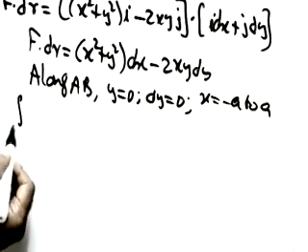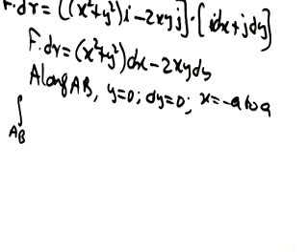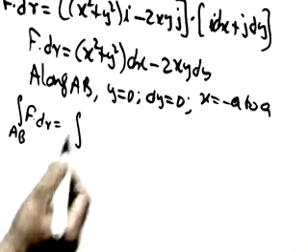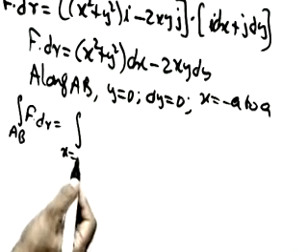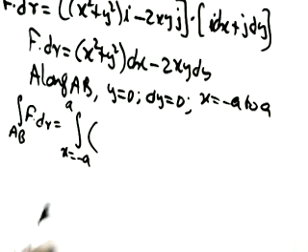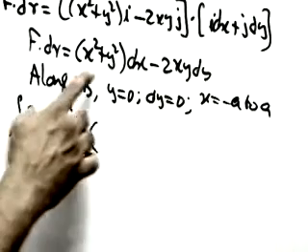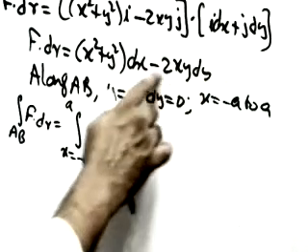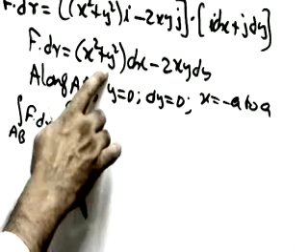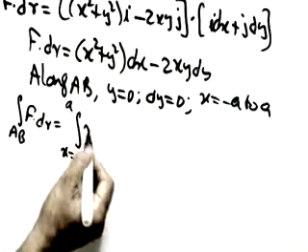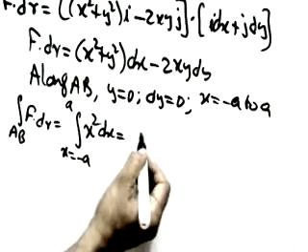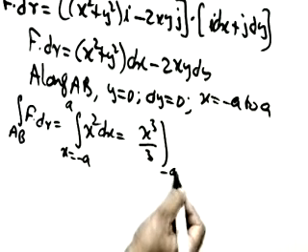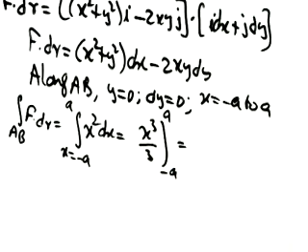Along AB, the integral of F dot dr, with x from minus a to a. In this we keep y equals 0 and dy equals 0, so those terms are 0. What is left is x squared dx. The integration of x squared is x cubed by 3, from minus a to a.